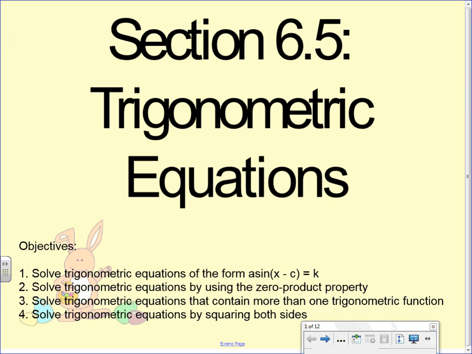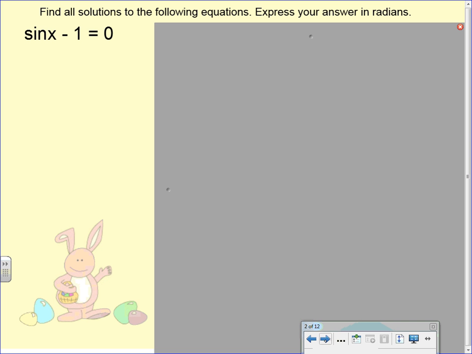All right. Solving trig equations. Anyone? Okay. So we're going to start with some easy ones.